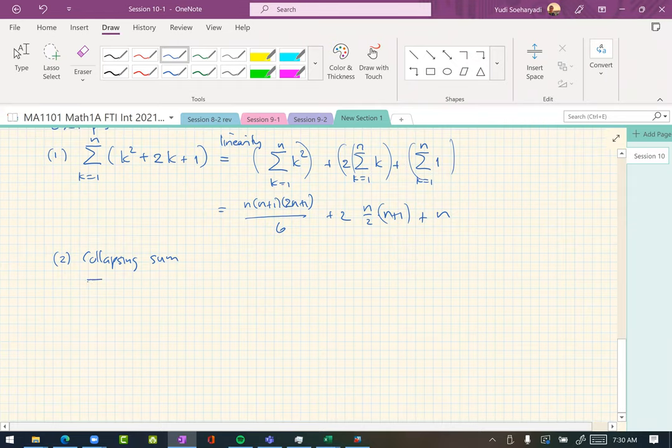For example, this one here, a_k minus a_(k-1), from k from say from two. All right, so if we write this down, what do you get here? So this a_1 minus a_0, a_2 minus a_1, a_3 minus a_2, dot dot dot, and the last thing is a_n minus a_(n-1).